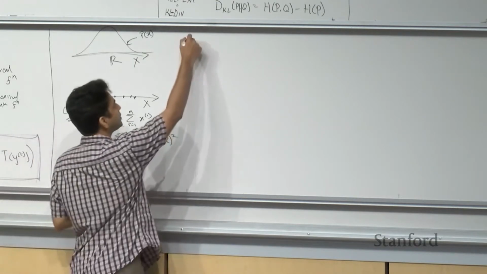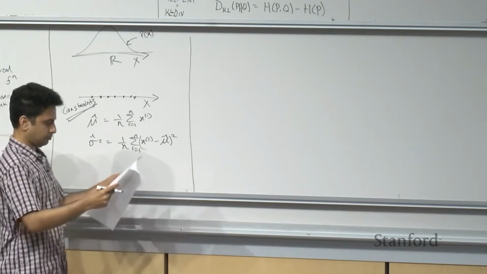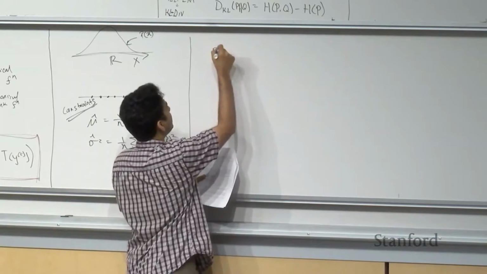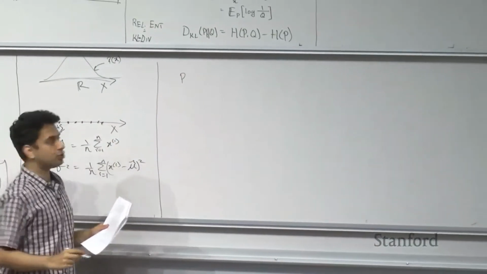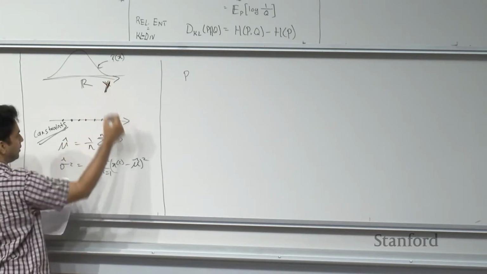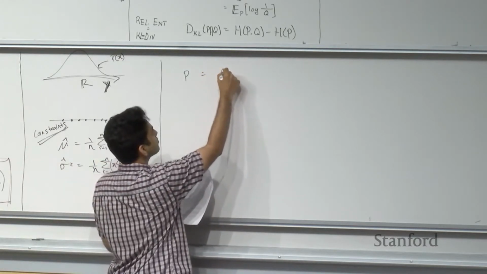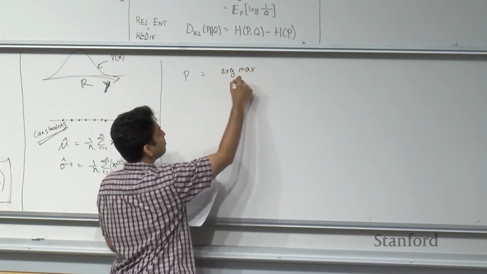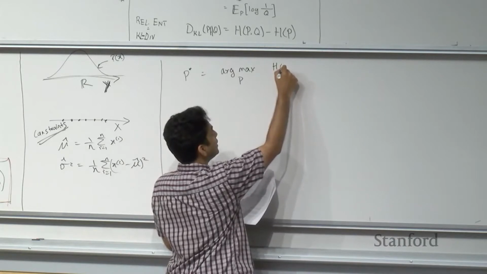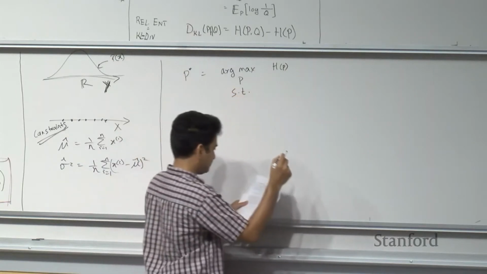And the way we go about formulating it is P, which is the estimated probability distribution over Y. To clarify some notation, we'll be using Y instead of X. So P star is the argmax over all P's of H of P, which is the entropy that we defined here, such that we have some constraints.